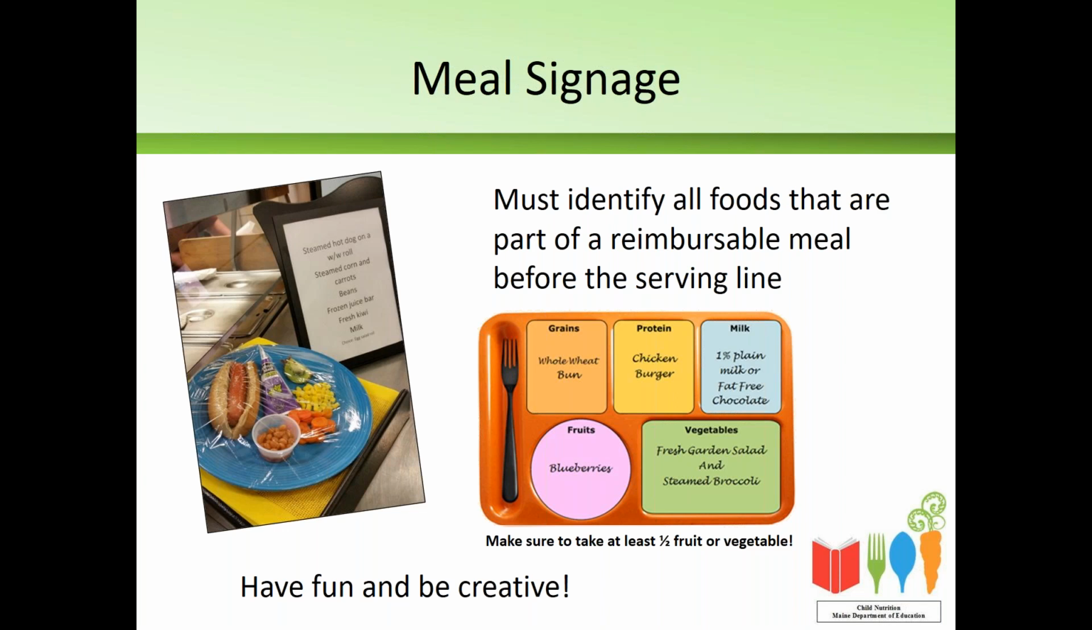Next, we're going to talk about the meal signage requirement. So all foods that are part of a reimbursable meal must be identified before the serving line. And this is to communicate to students what they can select for a meal. The best method will depend on the age of your students. So for example, in this slide, a sample tray is used, which is more helpful for younger students who can't read or may need assistance from an adult to read. It's also a nice visual of the meal being offered to students so they can see what it looks like on the plate. We also typically see a whiteboard with the daily menu posted. However, you would want to make sure that it includes a reminder for students to take a half a cup of fruit and/or vegetable. So it's important to have fun with this and be creative. This is how you're advertising your program to students and staff.